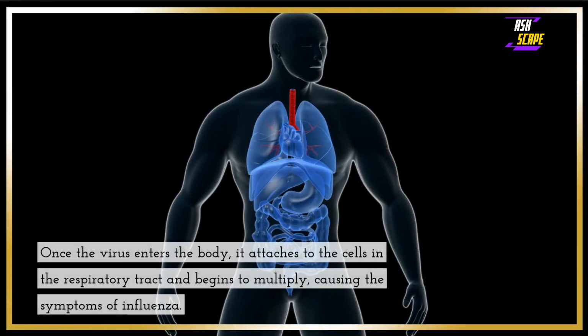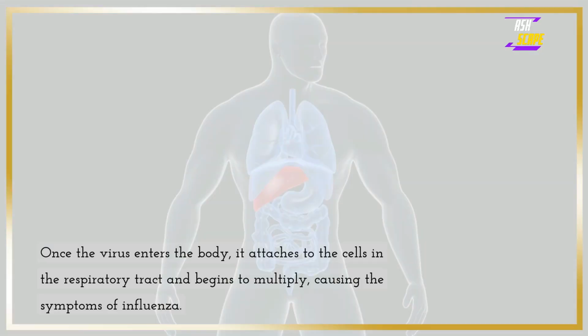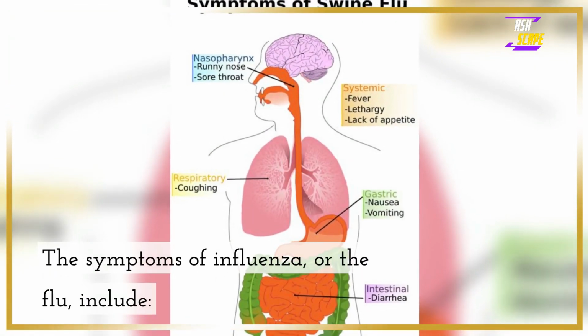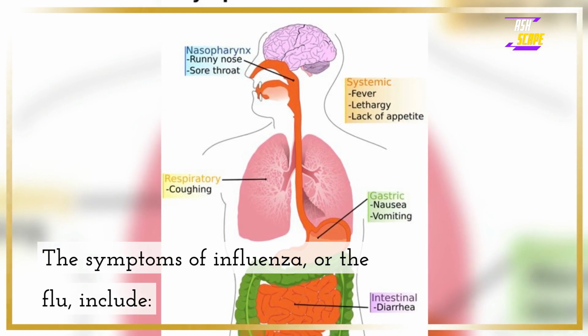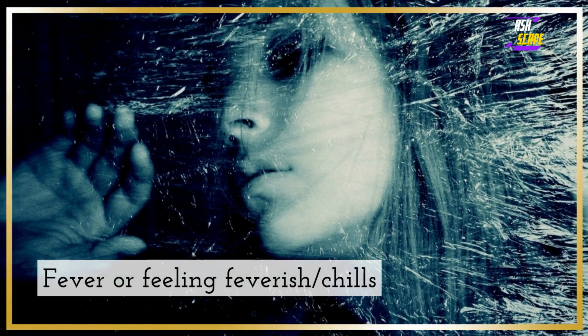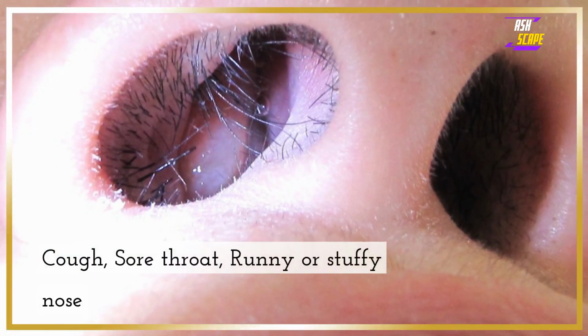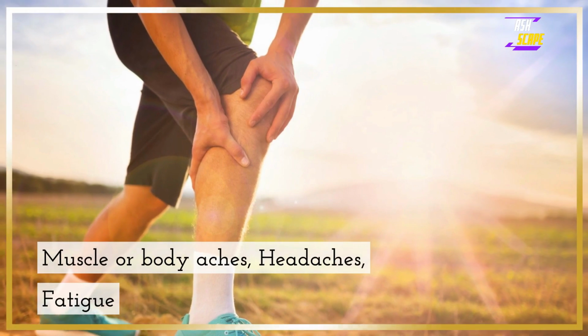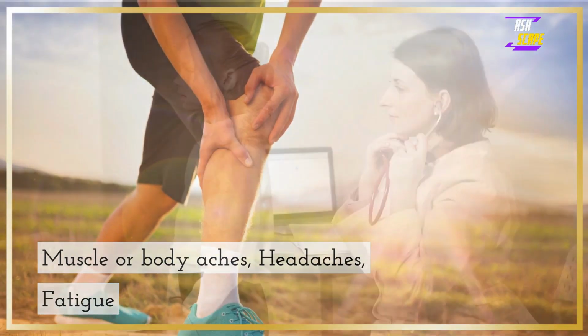Once the virus enters the body, it attaches to the cells in the respiratory tract and begins to multiply, causing the symptoms of influenza. The virus can also spread to other parts of the body, leading to complications such as pneumonia or myocarditis. The symptoms of influenza, or the flu, include fever or feeling feverish/chills, cough, sore throat, runny or stuffy nose, muscle or body aches, headaches, fatigue.